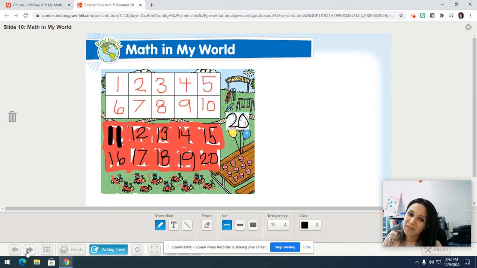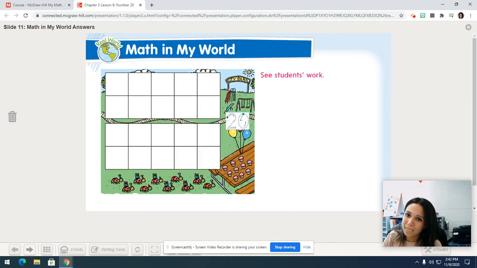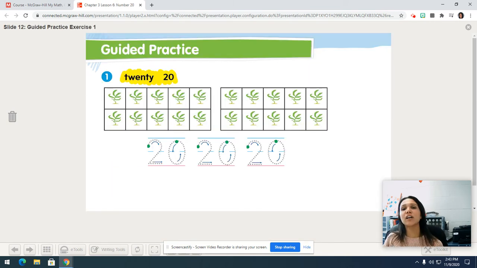Good. Flip over your papers. All right, boys and girls. So now this is the time where we're going to be counting and then writing our numbers. Sound good? Awesome. All right, if you do have a crayon, go ahead, pull that crayon out.